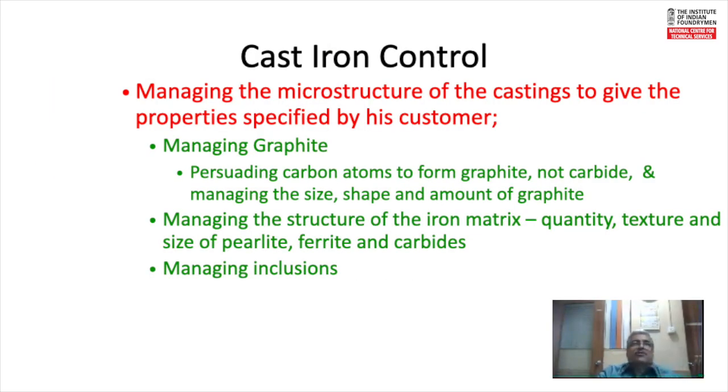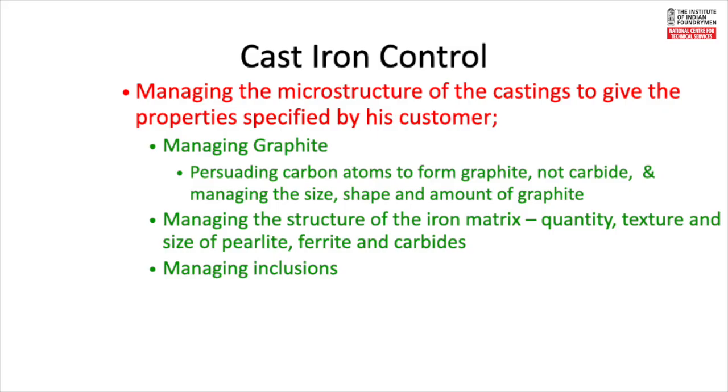Now, cast iron microstructure control. Having looked at how the solidification happens and what are the various factors which affect the microstructure, we have to use these for deliberately bringing control over the microstructure. Now, when we say we have to manage the microstructure, we have to manage the graphite. That means the amount of graphite and the size and shape of the graphite, and persuade carbon atoms to come out of the solution and not form carbides.